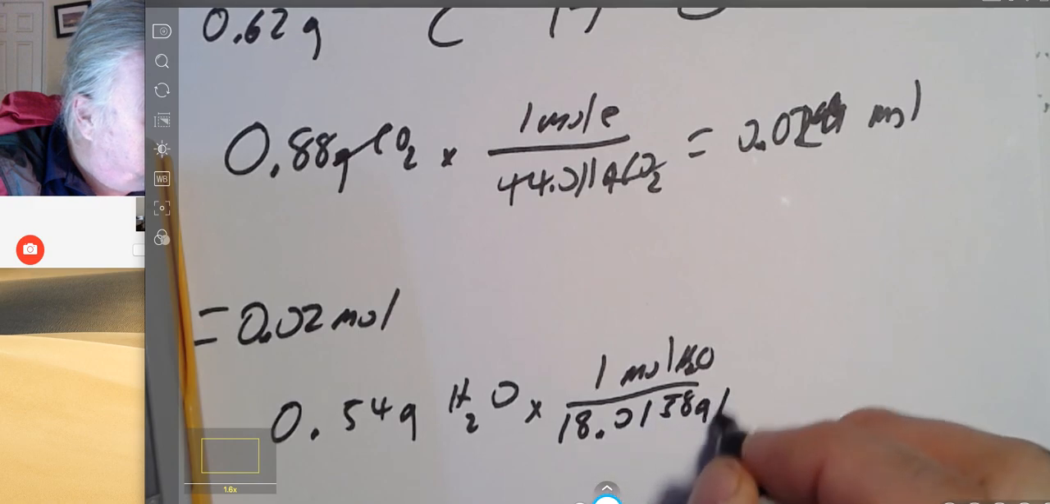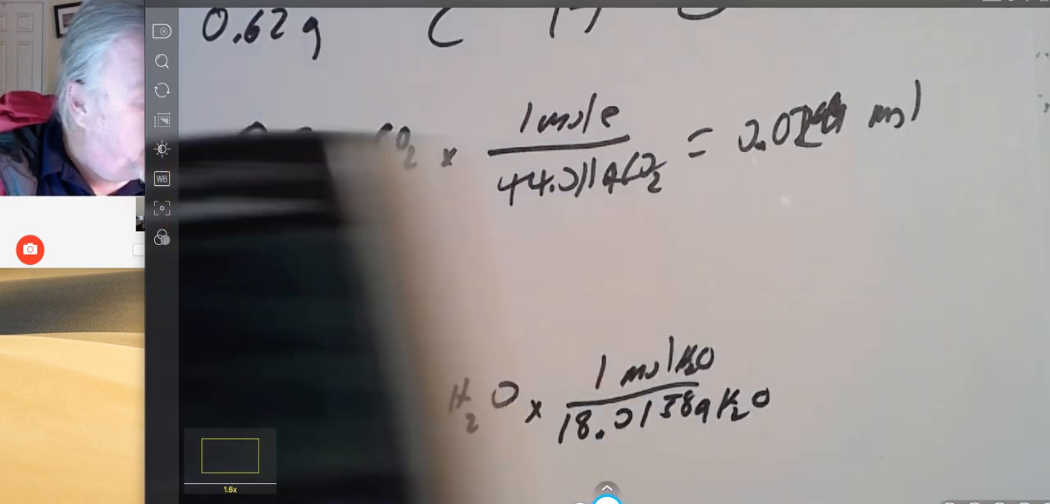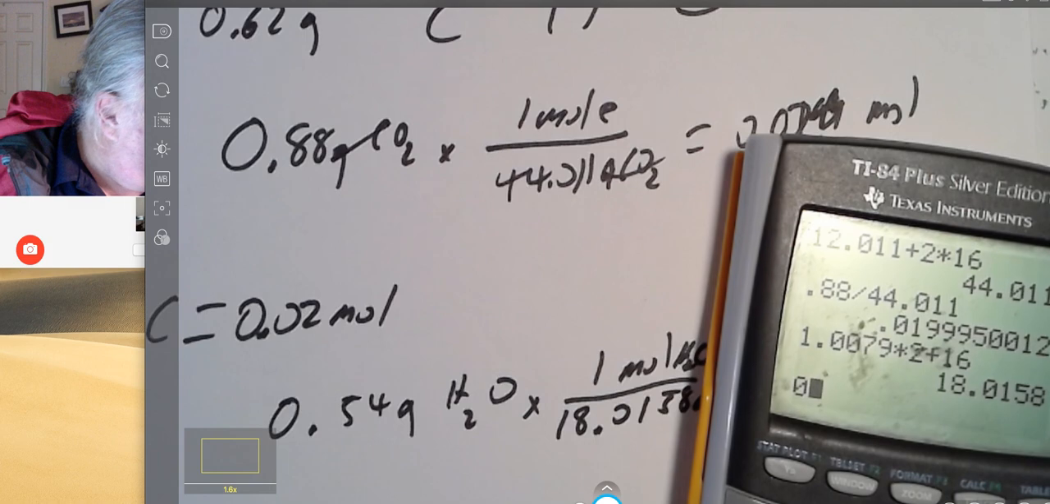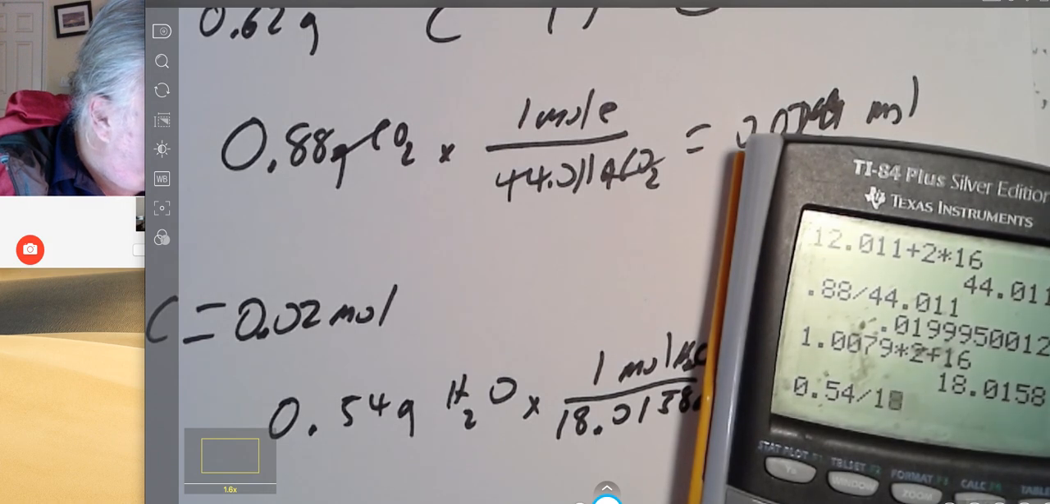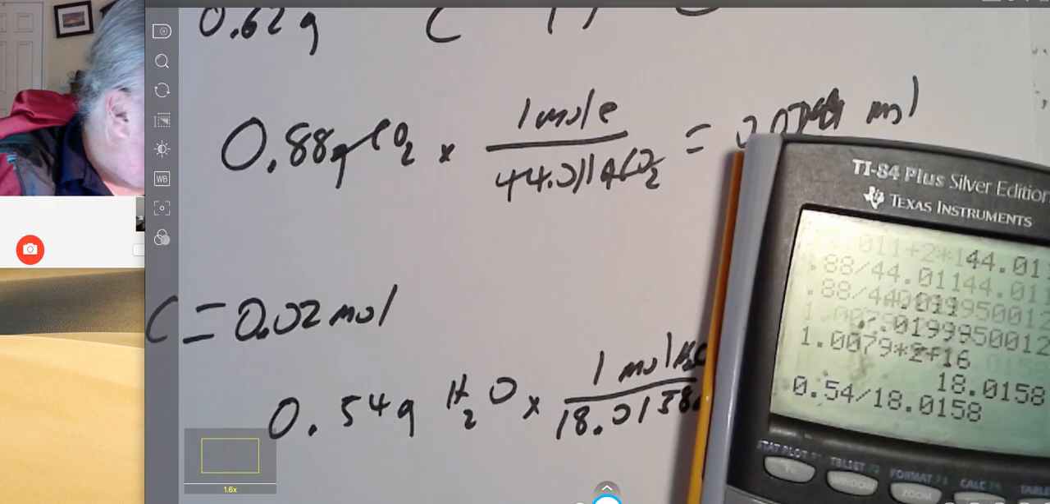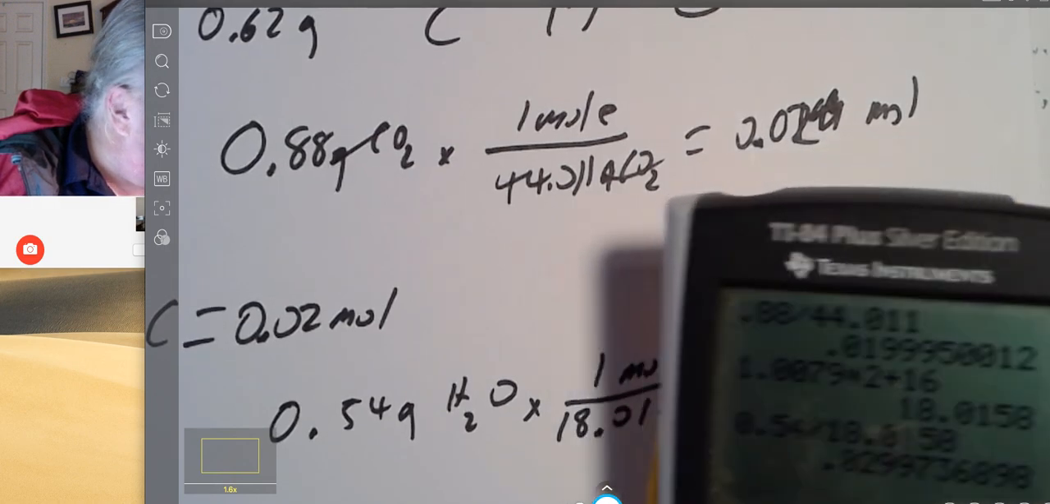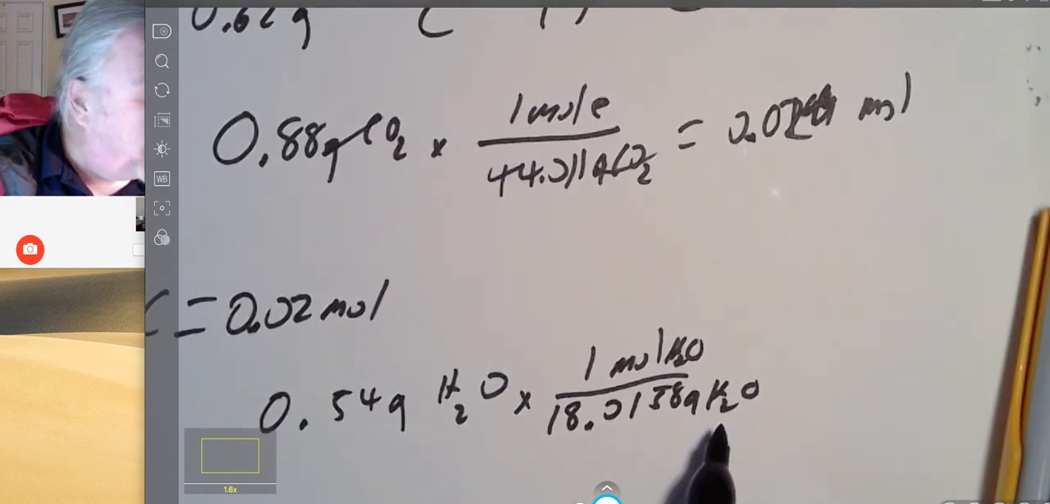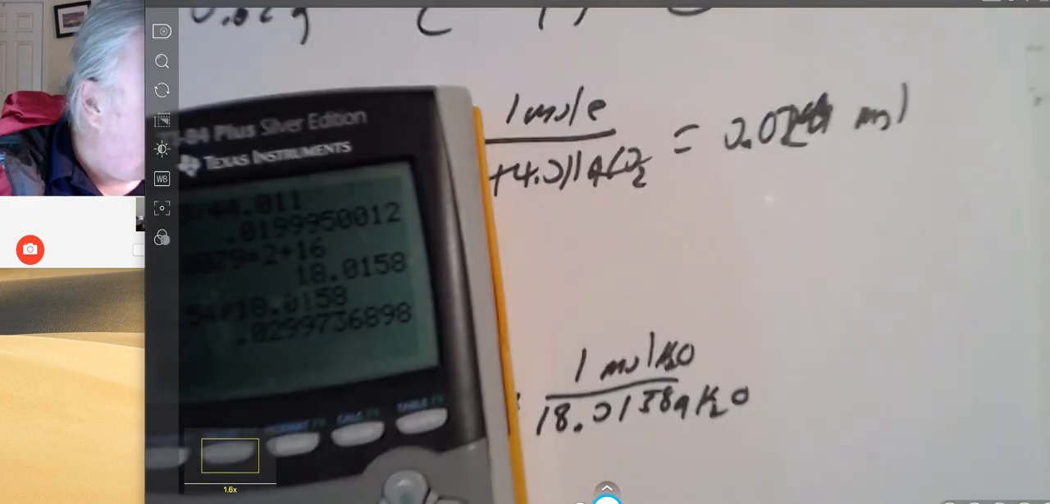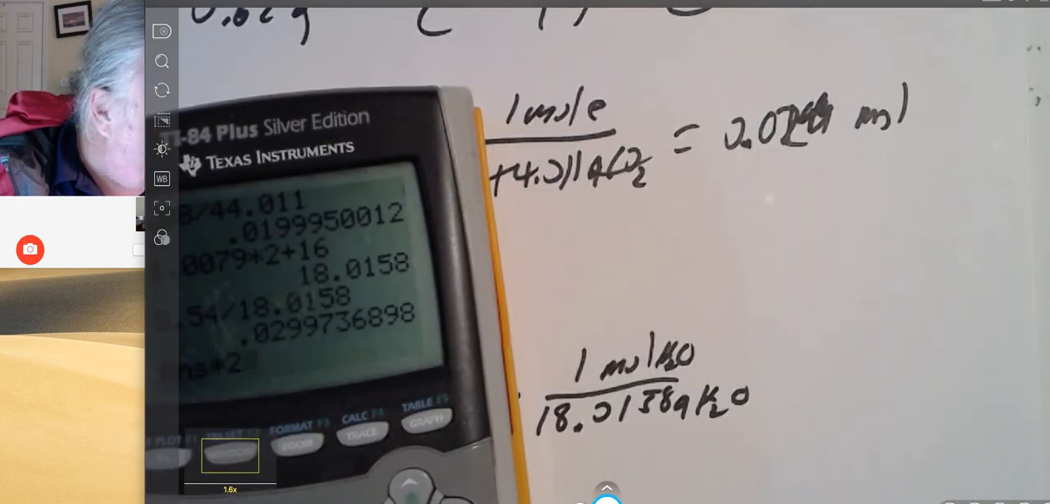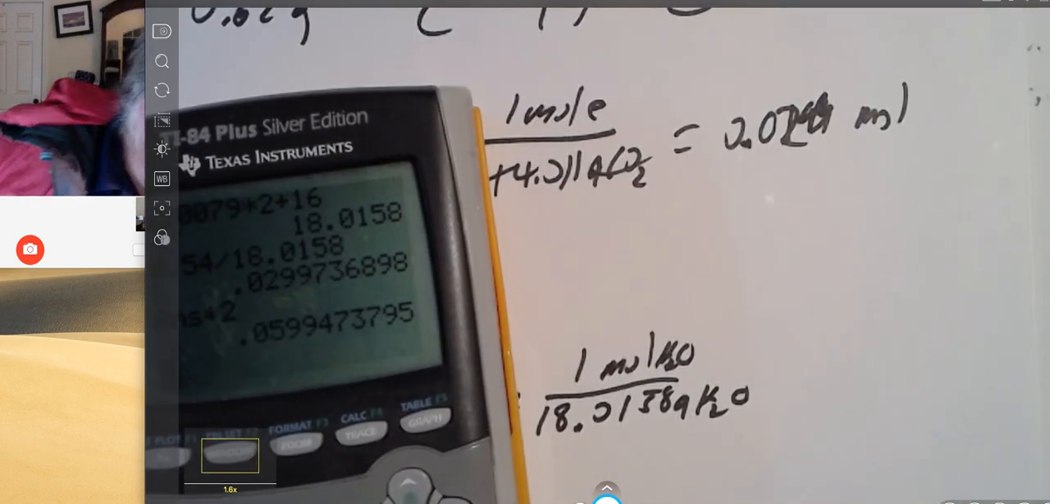0.158 grams of water. So if I take 0.54 divided by 18.0158, that's going to give me 0.03. Now notice, for every mole of water there are 2 moles of hydrogen. So I'm going to take that and multiply it times 2.